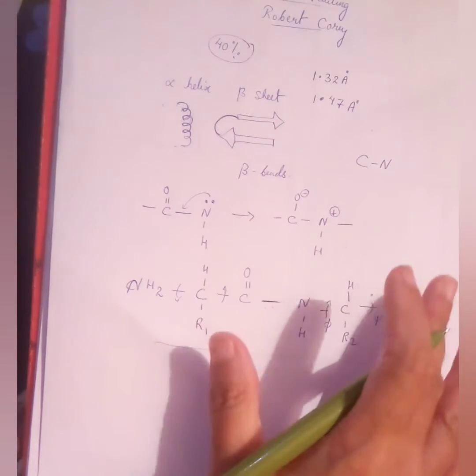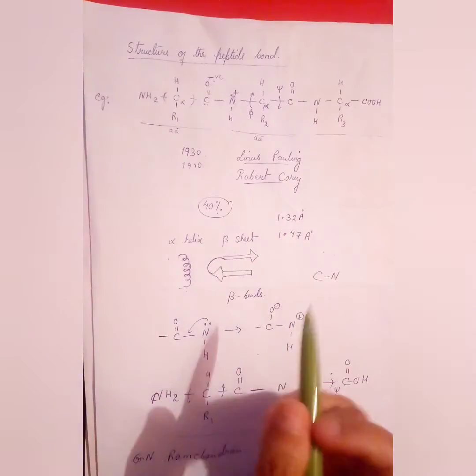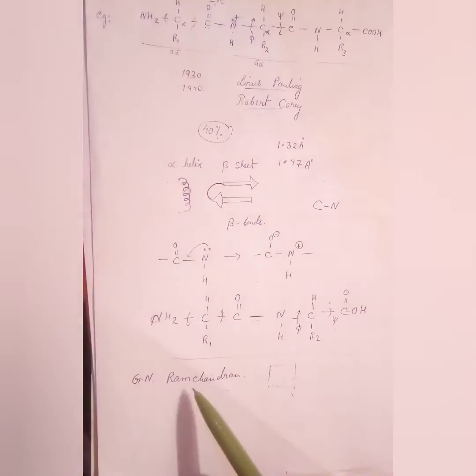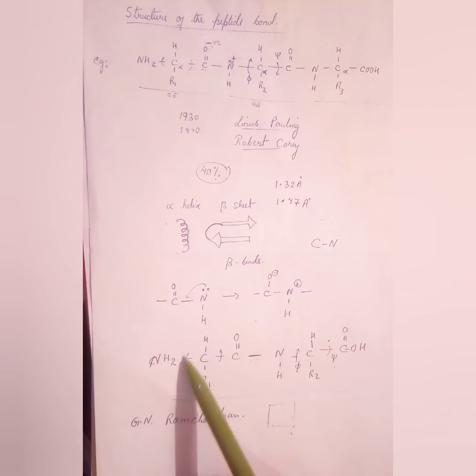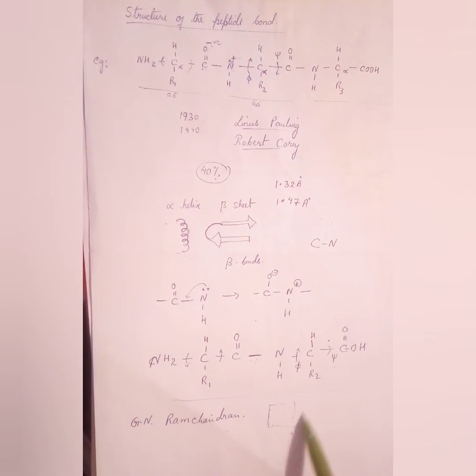Okay girls, so I hope it's clear till this part. Besides these two persons, there is another person named G.N. Ramachandran. He studied these bond angles in amino acids and also this peptide bond. And he gave a plot, a presentation of these bond angles.